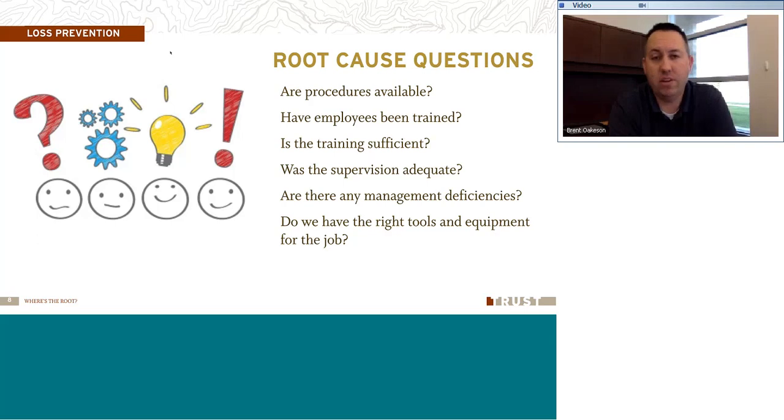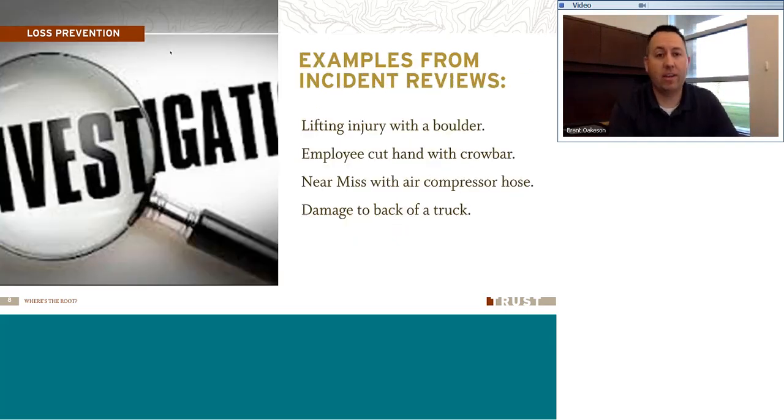Was the supervision on the project adequate? Was it sufficient there? Are there any management deficiencies? Do we have the right tools and equipment for the job? Those are questions that we can ask as we go through, and really, what can we do to prevent an accident from happening? That's another thing we can look at.